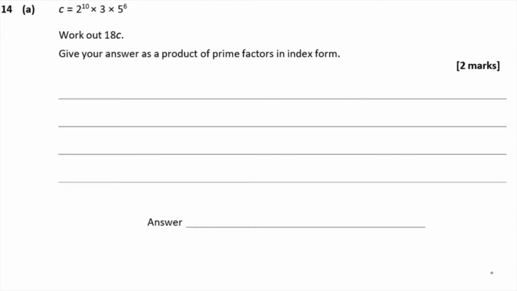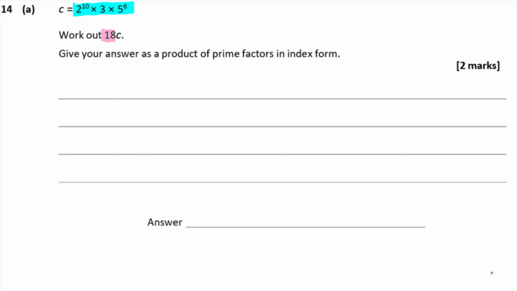Question 14a, we're told that c is equal to 2 to the power 10 times 3 times 5 to the power 6. So this is like c expressed as a product of its prime factors, isn't it? Okay, and we need to work out what 18c is, and again give the answer as a product of its prime factors in index form. So we're going to take this expression for c and multiply it by 18. But can we express 18 as a product of its prime factors first?